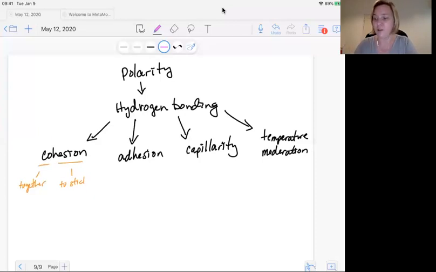We have cohesion, number 1, adhesion, number 2, capillarity, number 3, and the most important one for biology, and the only reason why any of us are alive now, is temperature moderation. So I'm going to do a separate video doing those 4, because I haven't actually thought about how I'm going to do those 4, and I'm just going to end up screwing it up again. So hopefully this video helps you understand polarity.